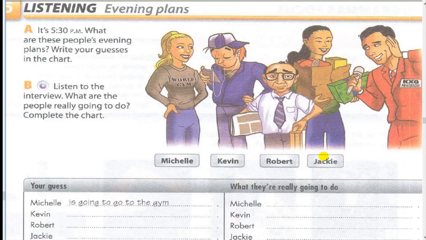Page 74, Exercise 5, Listening. Evening Plans. Part B. Listen to the interview. What are the people really going to do? Complete the chart.